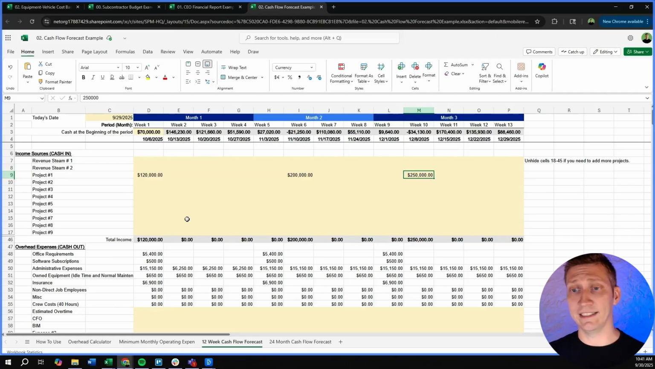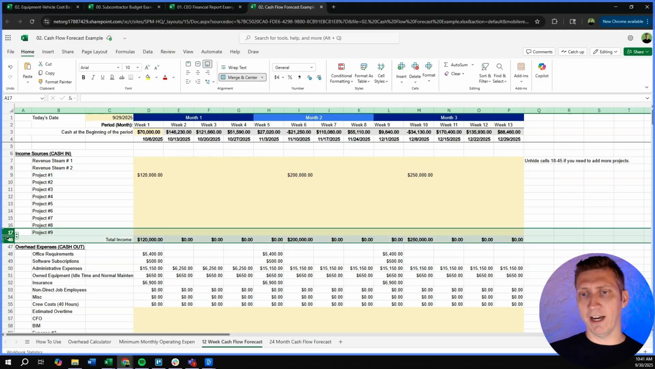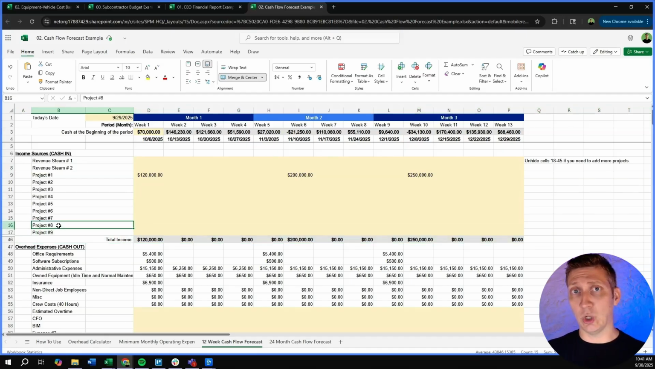So that's our income. Now I can do that per project. I can make this by division. I can make it by general contractor. I can make it by whatever I want, by project, name, number, anything. And there are up to, I want to say 45 cells in there that you can use. Feel free, you can add more. But when it gets that large, I like to do it by divisions. It gets a little confusing when you're trying to update all of them.